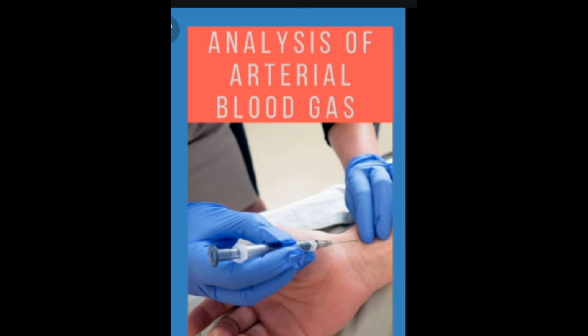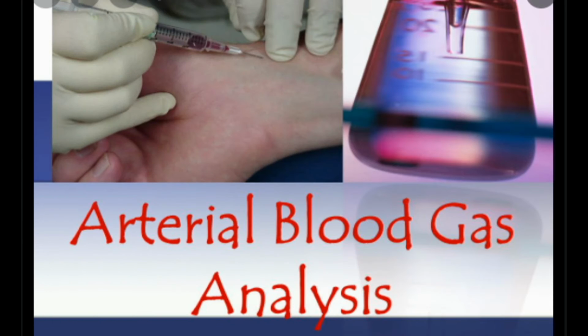Your red blood cells transport oxygen and carbon dioxide throughout your body. These are known as blood gases. As blood passes through your lungs, oxygen flows into the blood while carbon dioxide flows out of the blood into the lungs. The blood gas test can determine how well your lungs are able to move oxygen into the blood and remove carbon dioxide from the blood.